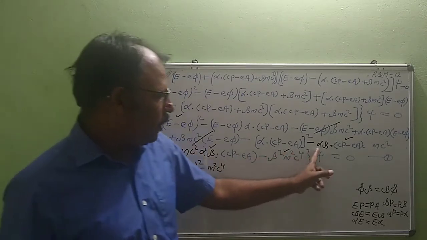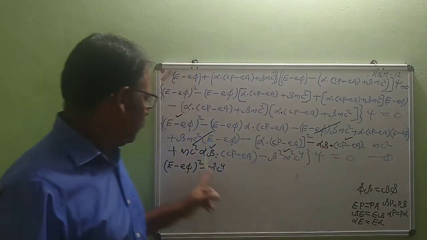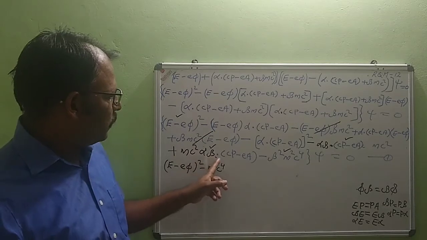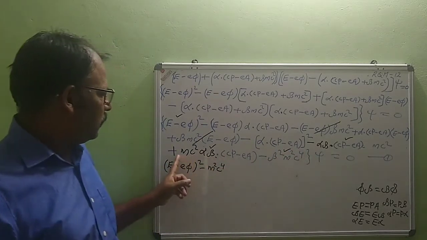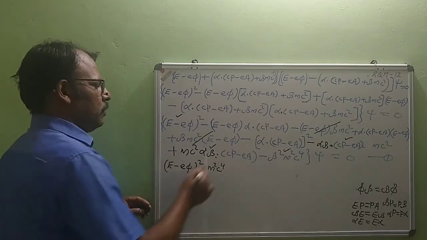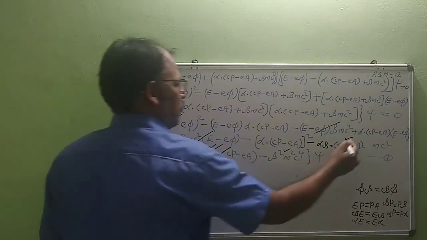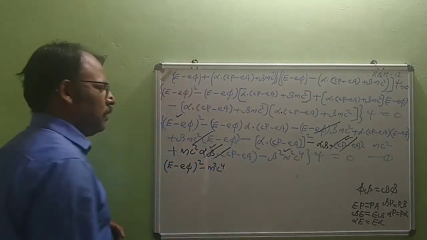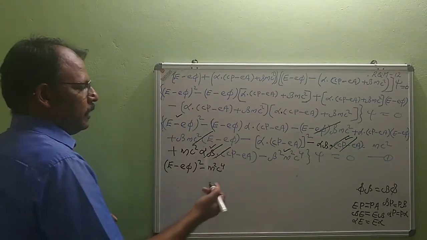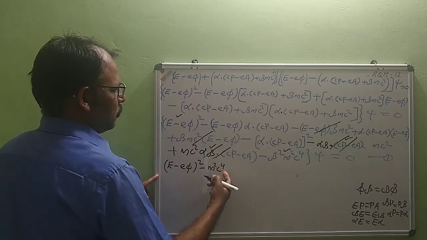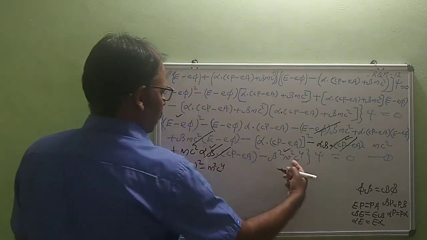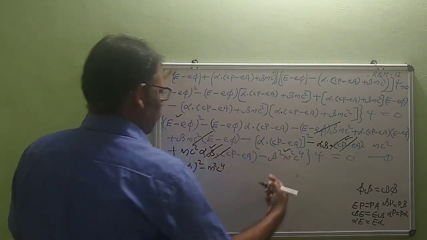So this one is alpha dot (Cp minus Ea). So here minus, and this will become plus, so these two terms will get cancelled. So these two cancel each other. The remaining terms, when we write them: (E minus Eφ) the whole square, minus m square c raised to 4, that is the last term, since beta square is 1.